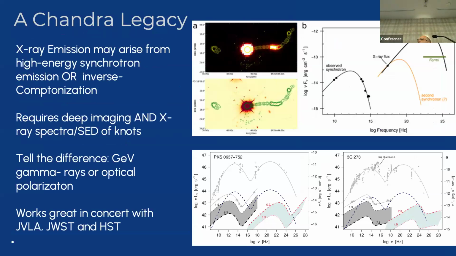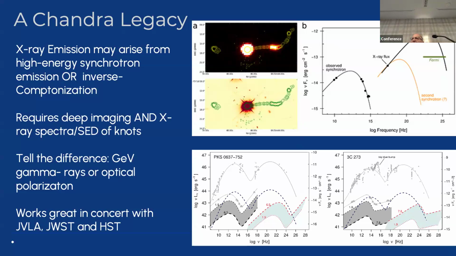So what do we know about these objects? Well, as Eileen mentioned, the X-ray emission can arise from a couple of different possibilities. It can arise from either high energy synchrotron emission or inverse Comptonization of the CMB. And if it's inverse Comptonization of the CMB, they have to be beamed and seen at small angles.